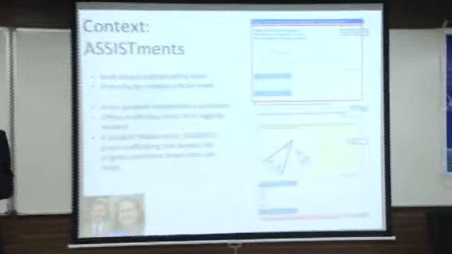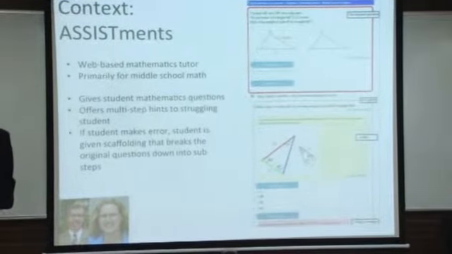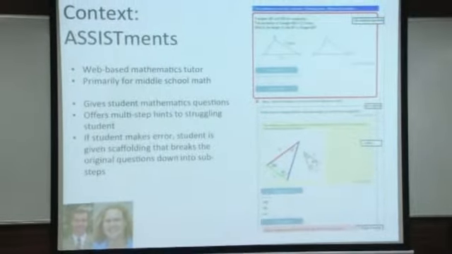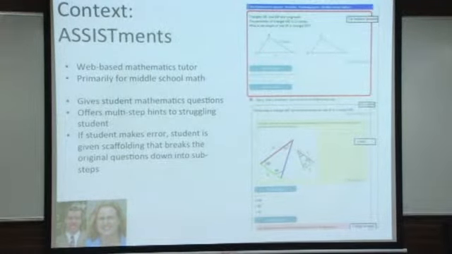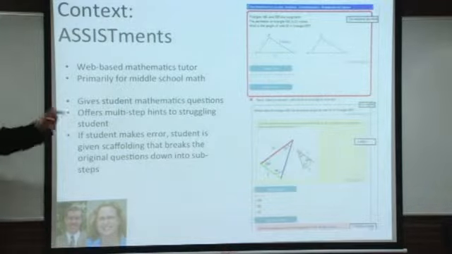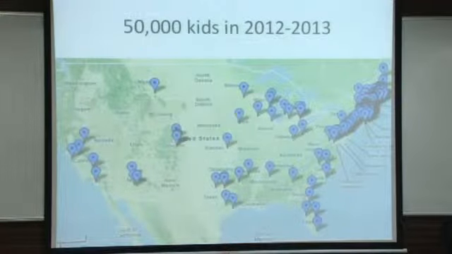The context I'll be talking about is a system called ASSISTments. That name comes from it assists as it assesses. I always trip up when I try to say that. It was developed by Neil Heffernan and Cristina Heffernan in Massachusetts, and it's a web-based mathematics tutoring system, primarily for middle school math, that gives students mathematics questions. And when the students struggle, it offers them hints. So it doesn't just say you're wrong, it actually gives some hints about how to get the answer. And if a student makes an error, it even breaks down the problem into subproblems and scaffolds the student's cognition. It's a pretty good system, and it's been used by 50,000 kids a year in 2012, 2013.